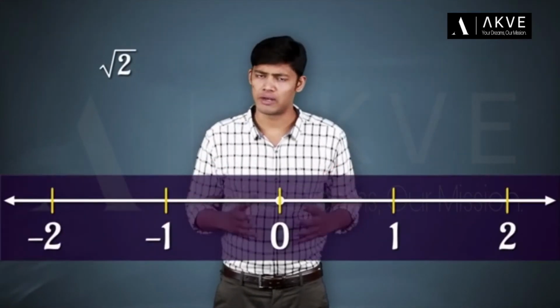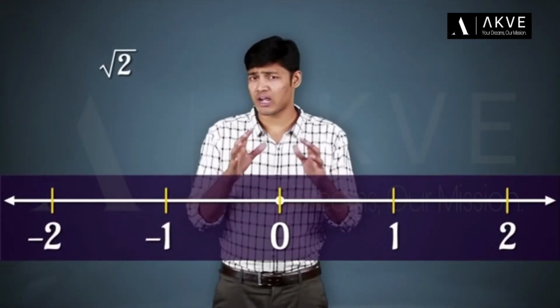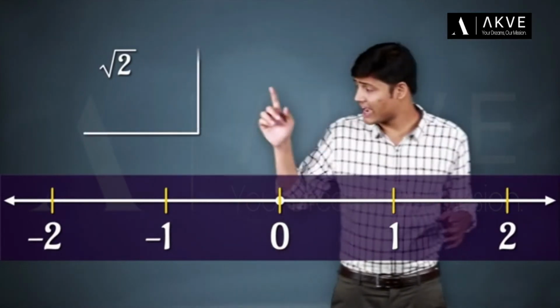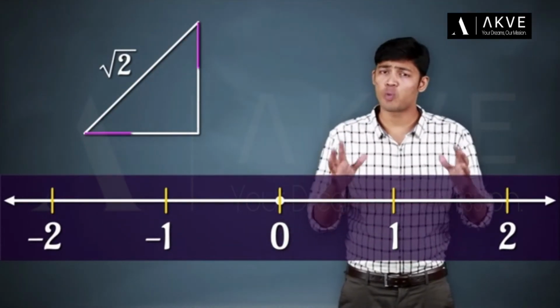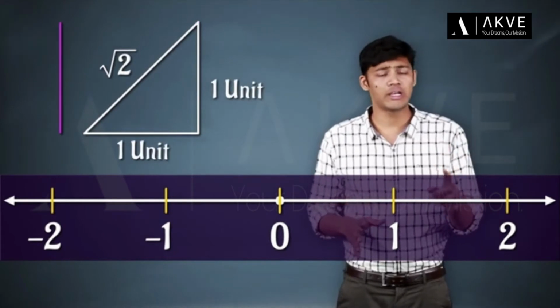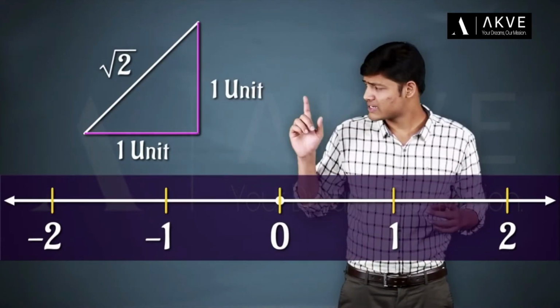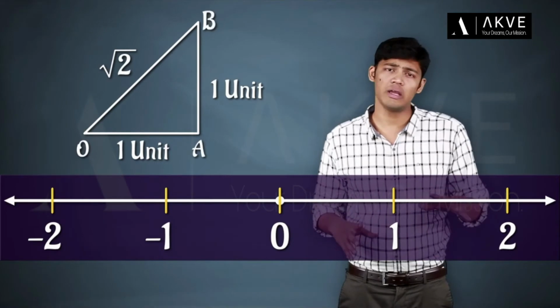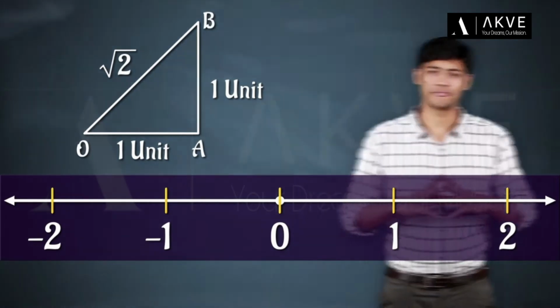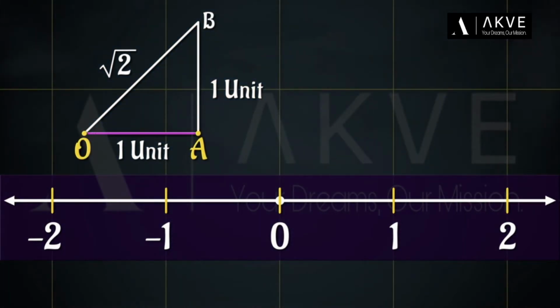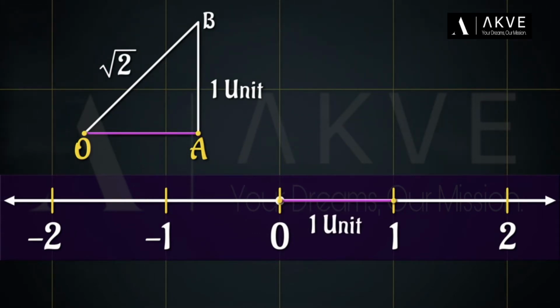Now coming to irrational numbers, let's see how we can represent square root of 2 on the number line. This number comes up whenever we consider a right angle triangle whose both legs are 1 unit in length. Let us name this right angle triangle OAB and draw this on the number line. The base OA will be on the number line with its length equal to 1 unit. So O is at position 0 and A is at position 1.